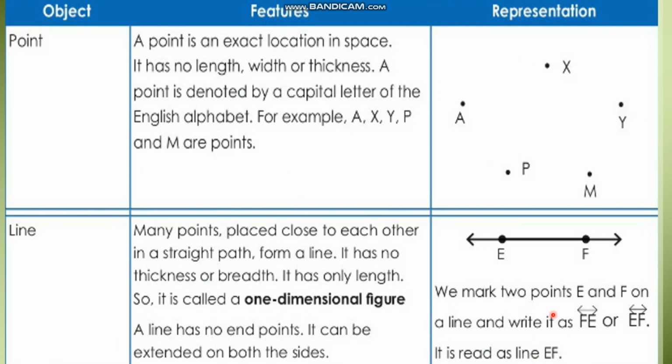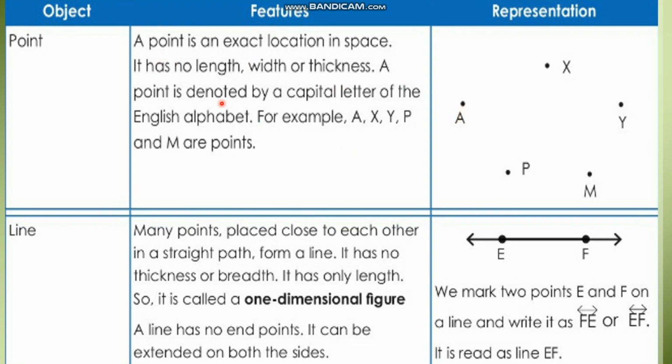Before moving to the main concept, we will revise the concept of basic geometric terms. These all we learned in the previous years also. So here we are discussing once again some basic geometrical terms, and they are point, line, line segment and ray. First we will discuss what is a point. What is a point in maths? We know a point is a tiny dot, isn't it? A point is a tiny dot.